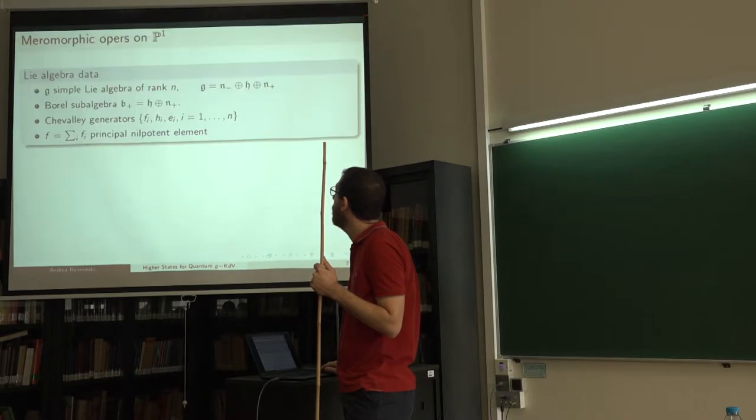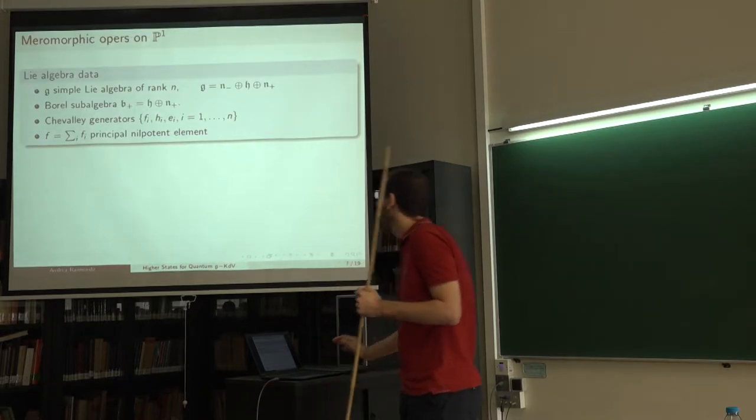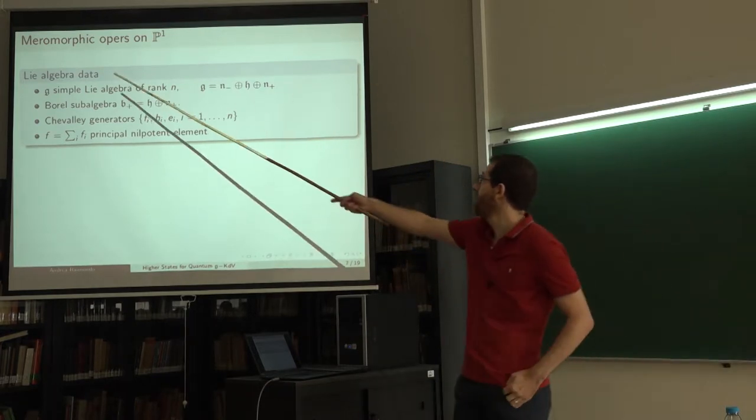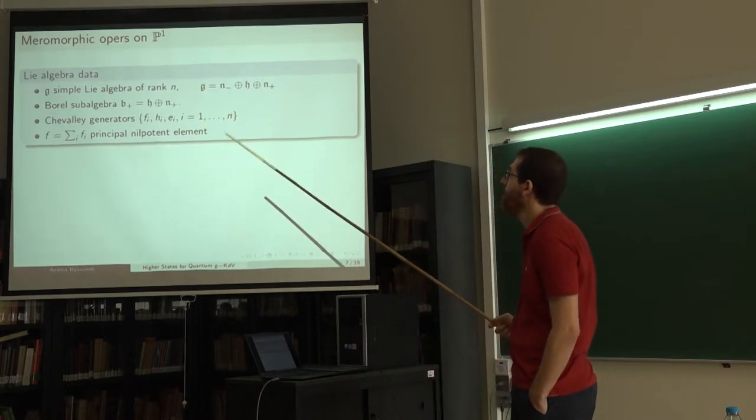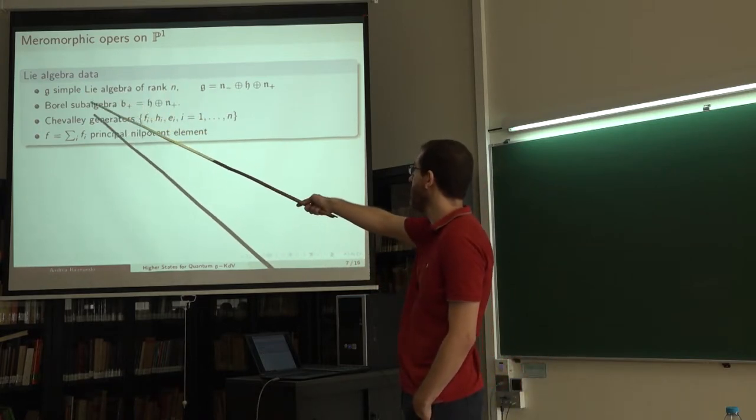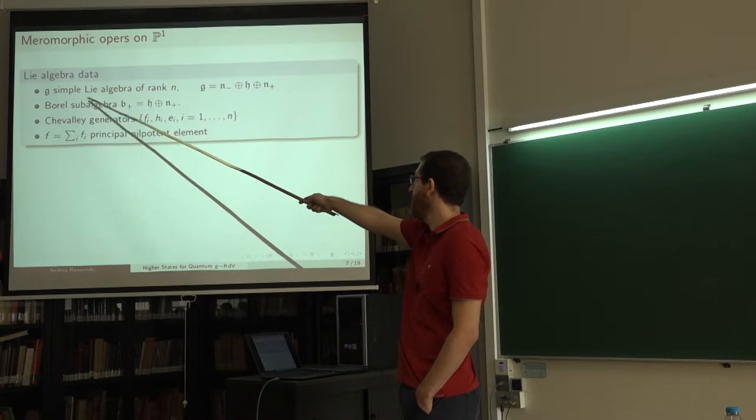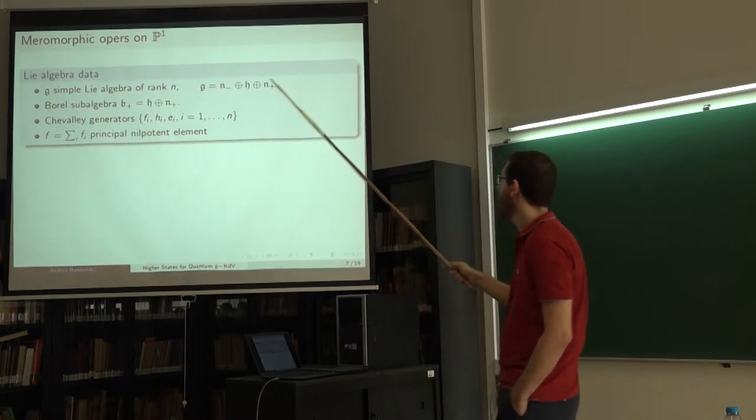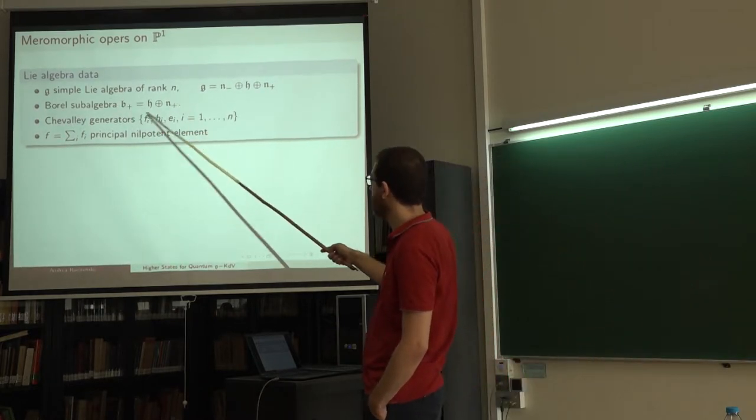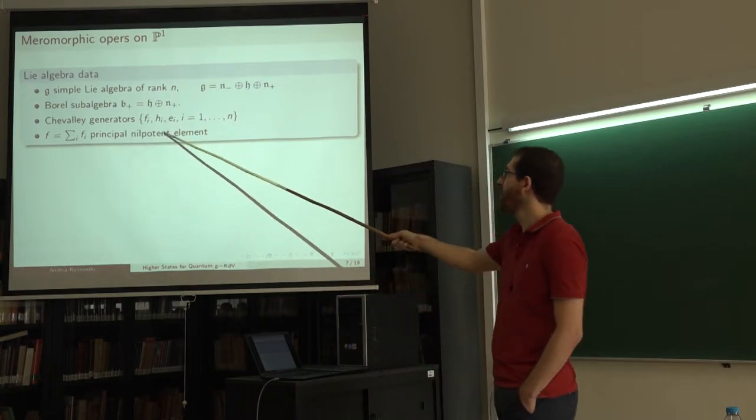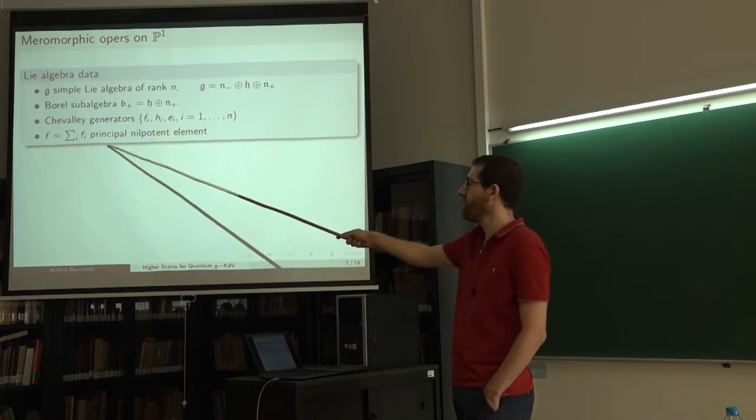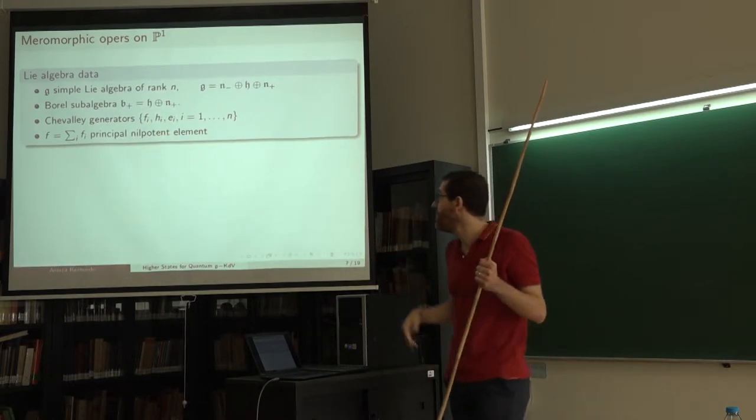So I have to tell you what these Opers are. We will consider meromorphic Opers on P1, on CP1. This is quite standard, just very standard actually. G again is a simple Lie algebra of rank n. You have this triangular decomposition, h is a Cartan subalgebra, and fix the Borel subalgebra in this way. Chevalley generators. And I will need this one, the sum of the negative Chevalley generators, which is a nilpotent element, known as the principal nilpotent element.